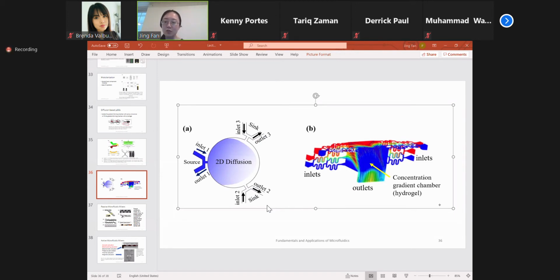In this case, we have a hydrogel filling the whole concentration gradient chamber. And because we have inlets and outlets connecting to the chamber from all different directions, we can generate a 3D concentration gradient profile in this chamber. I believe the mechanism here is straightforward. We basically have source and sink, and in between we have the gradient.